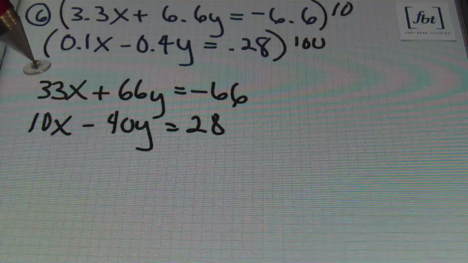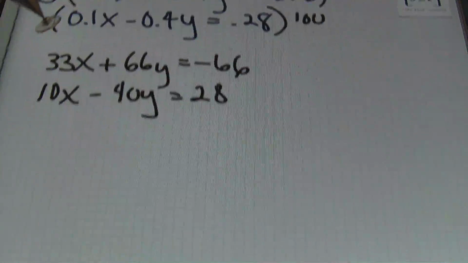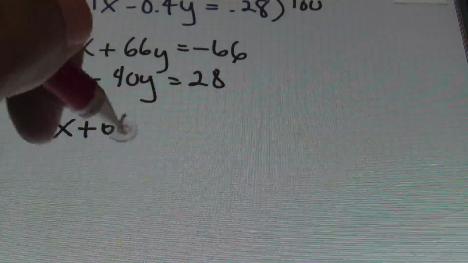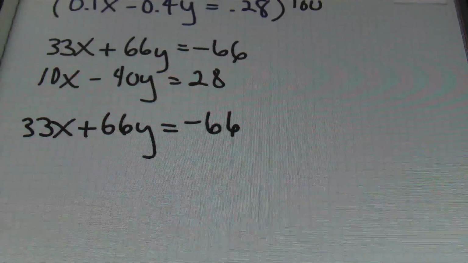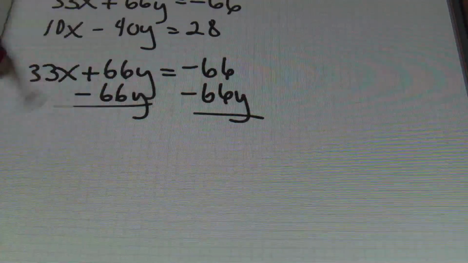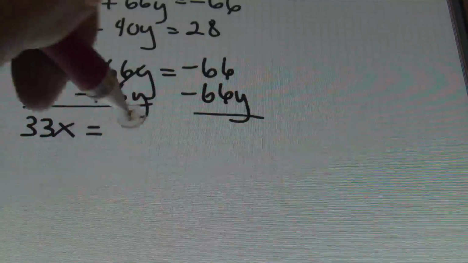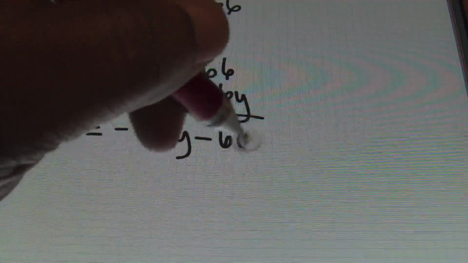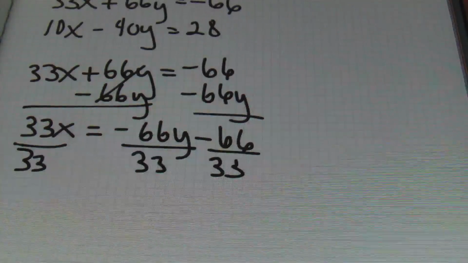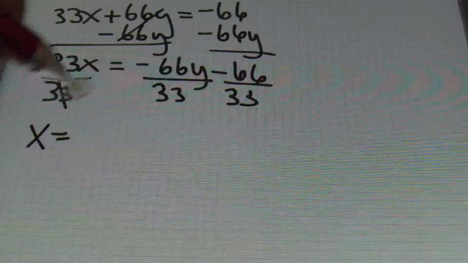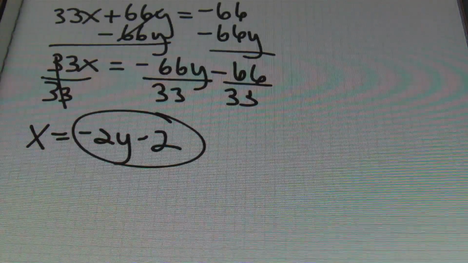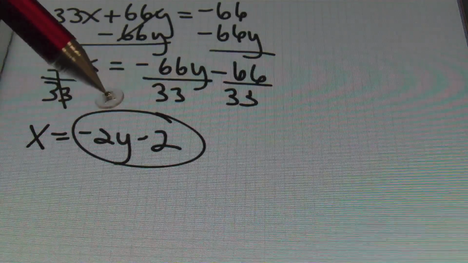So what I'll do, ladies and gentlemen, is I'm going to solve for x in the first equation. All right? So let's check it out. Rewriting this, I have 33x plus 66y equals negative 66. I'll be solving for x by subtracting 66y from both sides of the equal sign. This now gives me 33x equals negative 66y minus 66. From here, I'll be dividing everything by 33, and this gives me a result of x equals negative 2y minus 2. So I'll be replacing every x in the second equation with negative 2y minus 2.